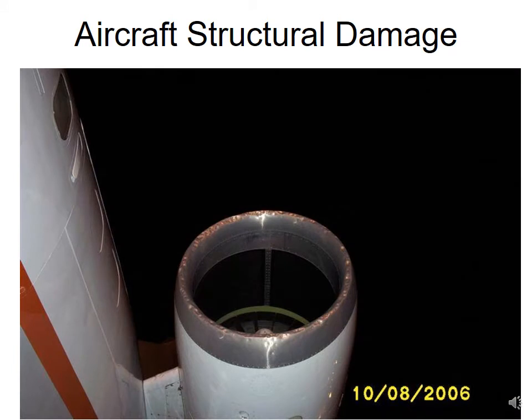This is the cowling of the engine. So you had a lot of damage to the cowling, but they also have to inspect the fan blades inside the engine itself to see what kind of damage was done by the ingestion of these hydrometeors, these hailstones.